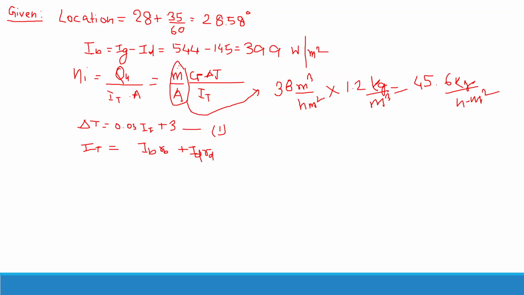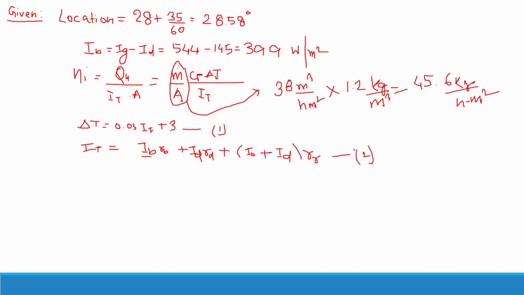Okay. And then, can anyone say what is after this? IB plus ID into RR. So mark it as equation 2. Okay, so this is equation 1 and this is equation 2.